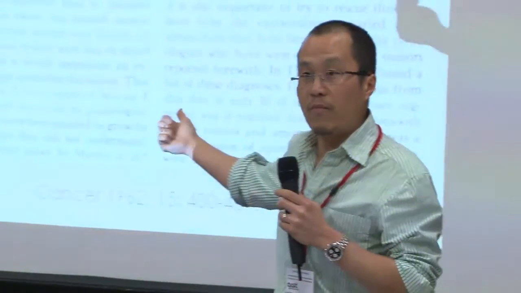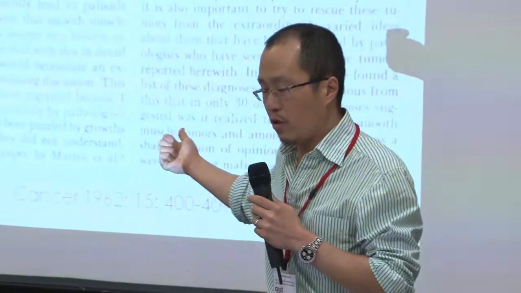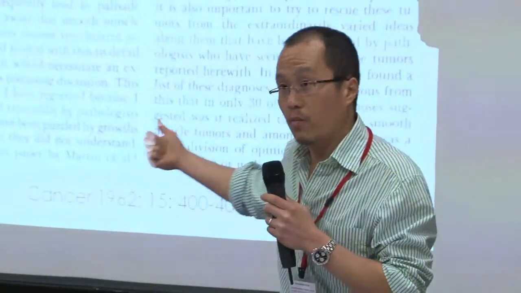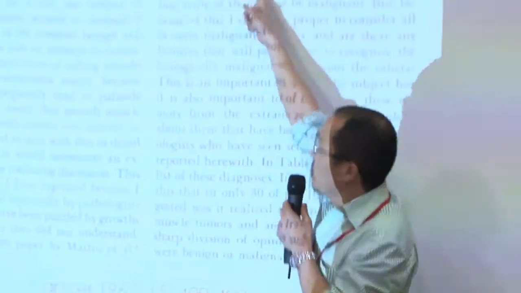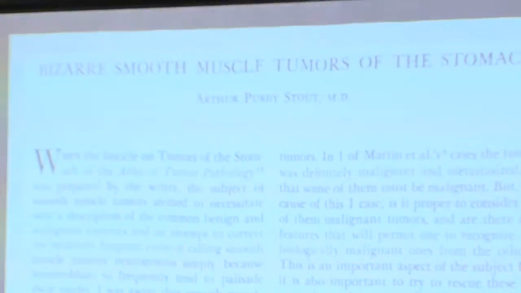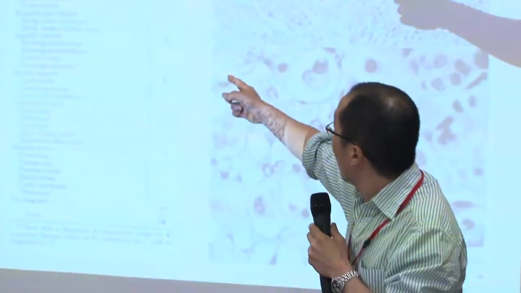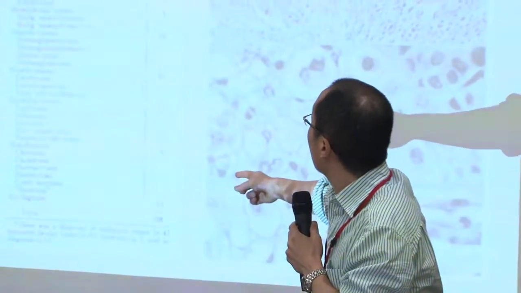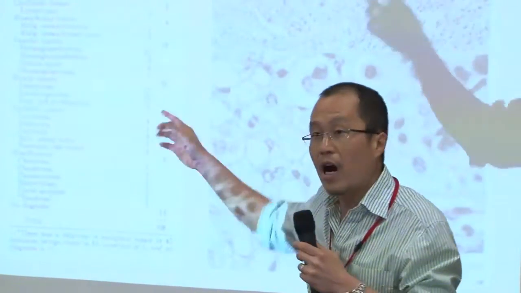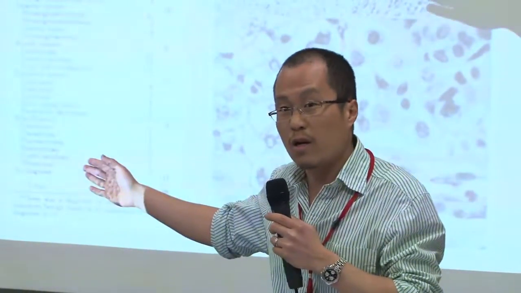1962, Arthur Stout, who was an American pathologist, referred to Martin's paper and carried on the analysis. And in his paper, he describes or shows a list of 108 other diagnoses which were offered for these tumors. I'm not going to go through all of them. So really, nobody really knew what they were.